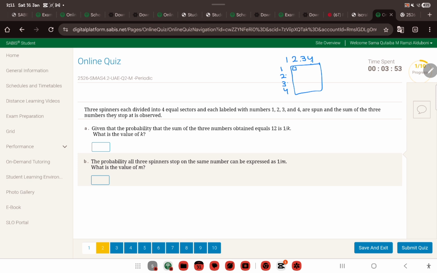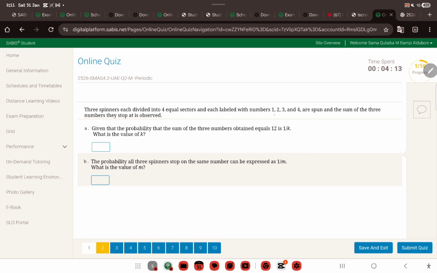But in this case, they gave us 3 spinners. So I made up a rule from my head. I didn't get it from ChatGPT. I just used common sense. If we have 3 spinners, we cannot use a 2D table.